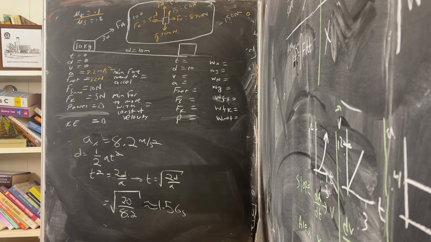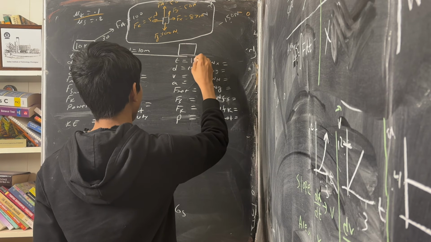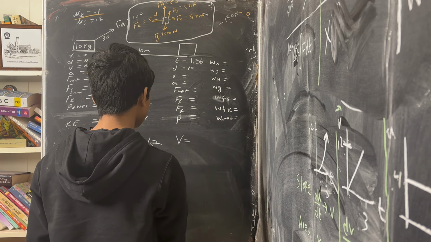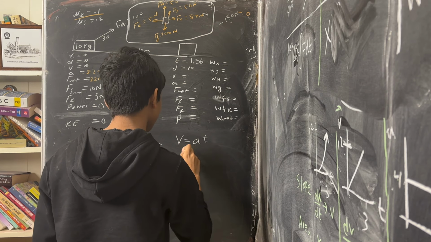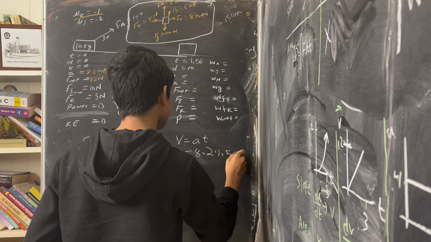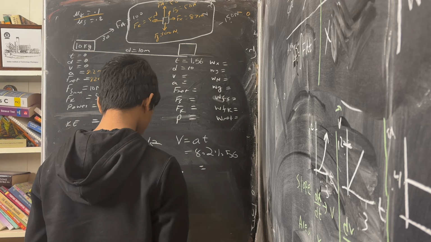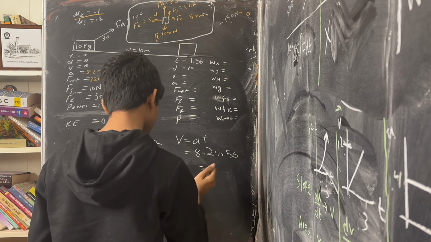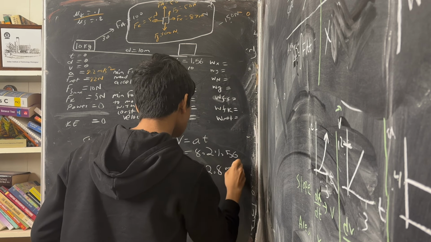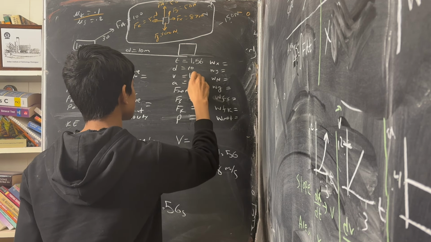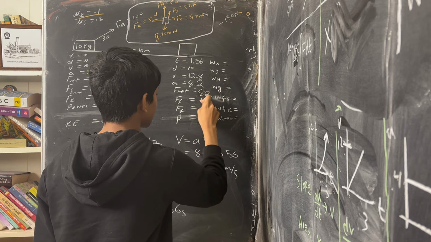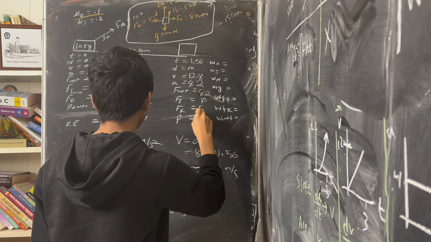Update the table. Okay, sure. And the velocity is, well, there's no initial velocity, it's just acceleration times the time, which is 8.2 times 1.56, or about 12.8. The net force is 82. The static friction is the exact same. The kinetic friction is the exact same.